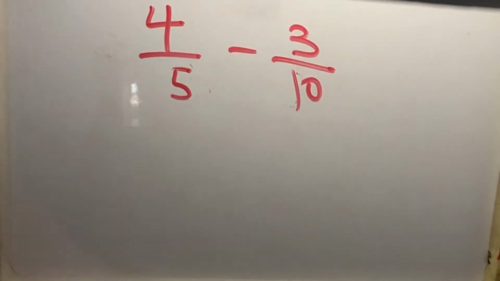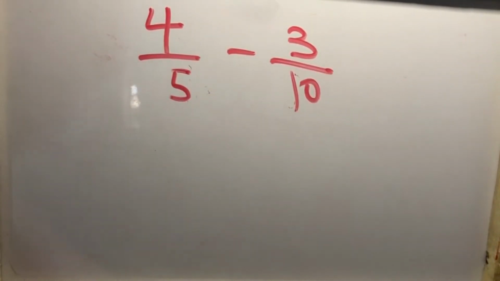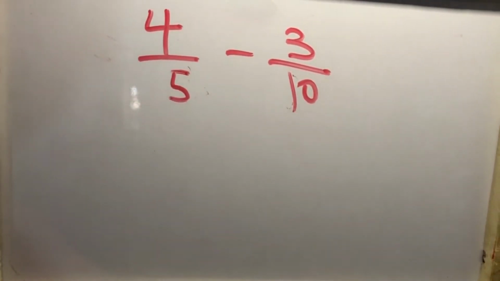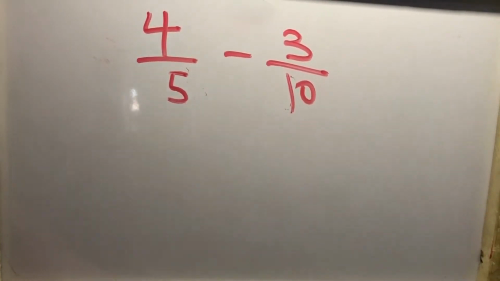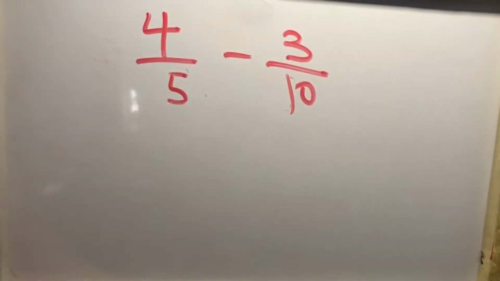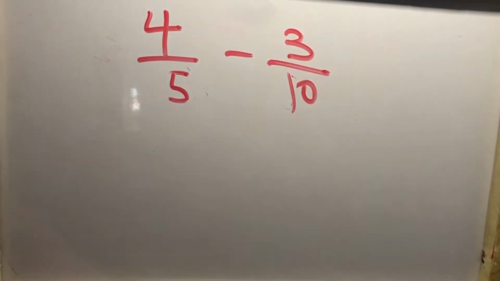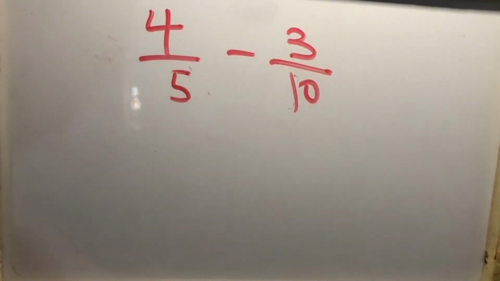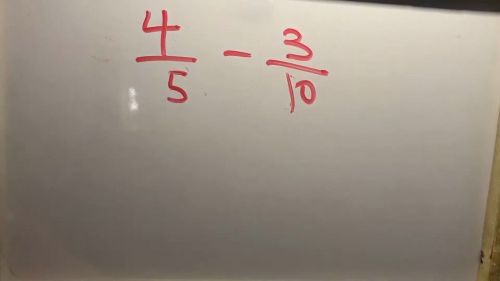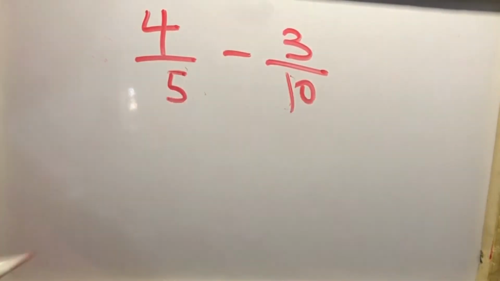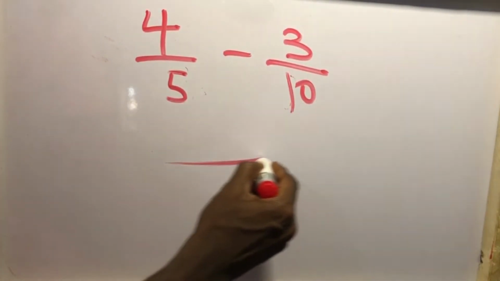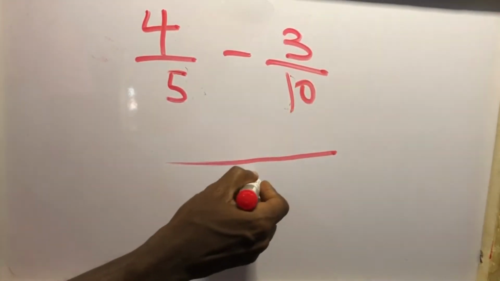So then I want to solve a particular question on fraction, and it is subtraction of fraction. Now in this case we have 4 divided by 5 minus 3 divided by 10. Now the first thing you have to do when you are solving questions involving fraction is to look for the lowest common multiple, which is the LCM of 5 and 10 for the denominators. Now, the LCM of 5 and 10 is 10.